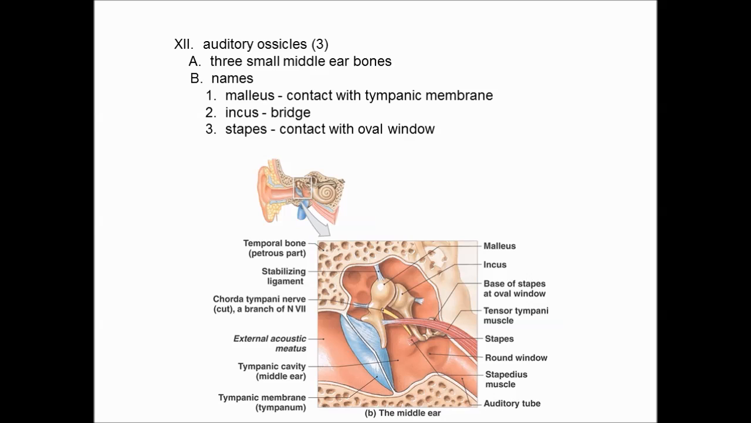The one that's against the tympanic membrane we call the malleus. Then there's the bridge that goes between the malleus and the stapes, which we call the incus. And then there's this little stirrup-shaped bone that's underneath the muscle right there, the tensor tympani, that's connected to the oval window that's called the stapes. So the malleus, the incus, and the stapes are the 3 little inner ear bones.